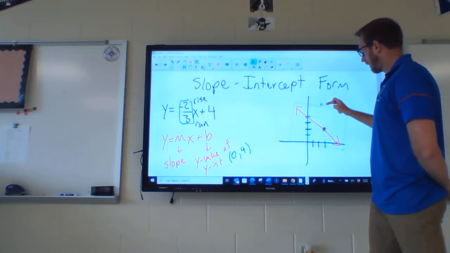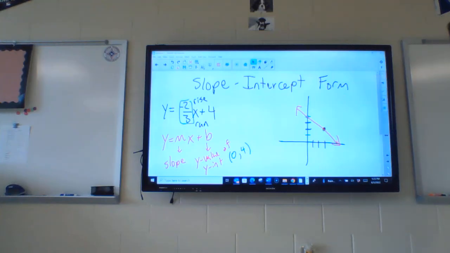I have the luxury that I can go through it pretty quickly because I can adjust my line if I don't do it so well. But obviously you can take your time with that. So that's slope-intercept form review.